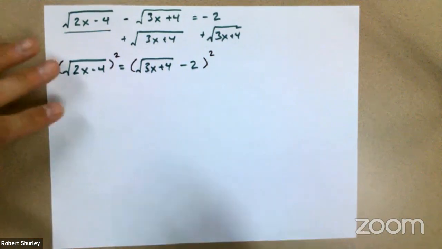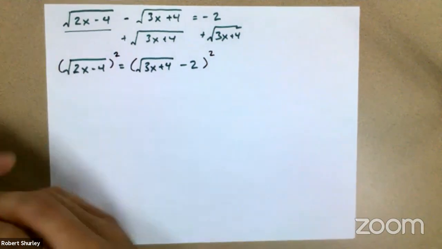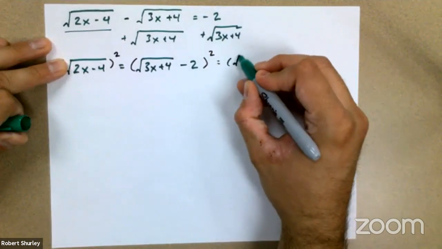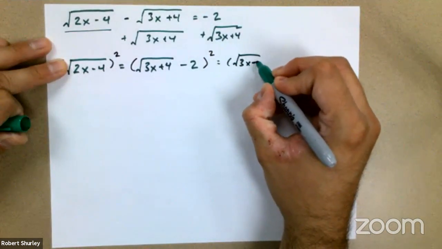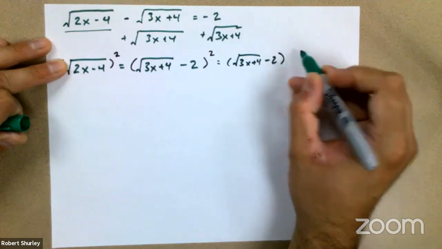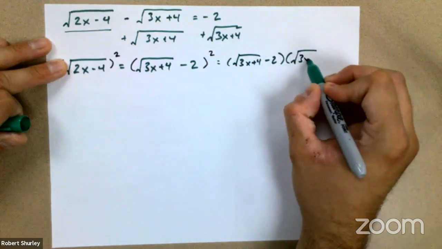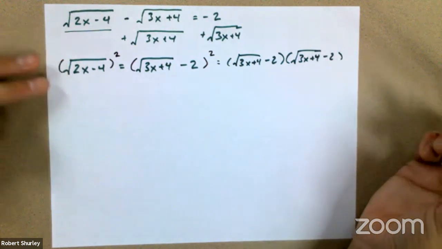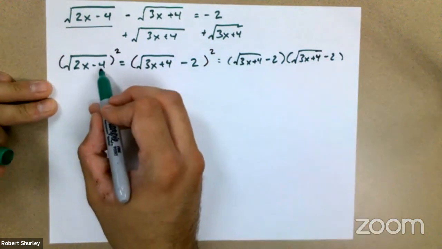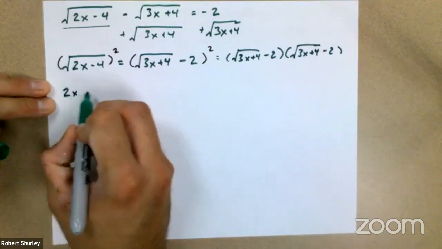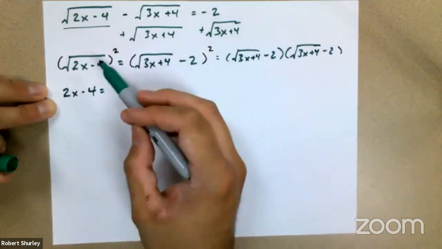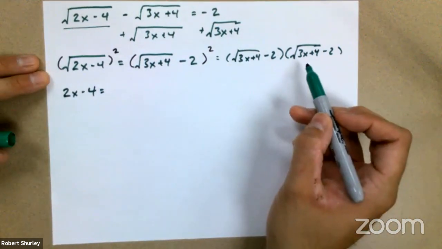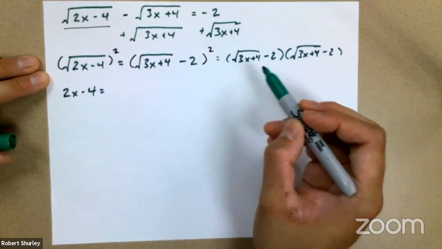And you guessed it. We're going to have to FOIL this out. This is going to be kind of crazy. But look, I'm going to have to write this as the square root of 3x plus 4 minus 2 and the square root of 3x plus 4 minus 2. On the left, it's kind of nice. This is just 2x minus 4. We did really what was intended. We got rid of the radical for this one. Whew. Now we're going to have to FOIL this out.